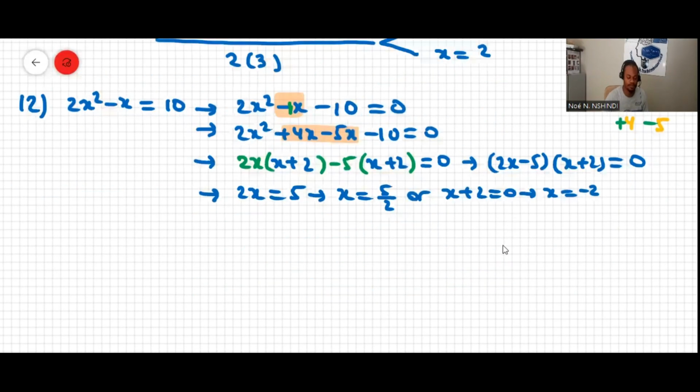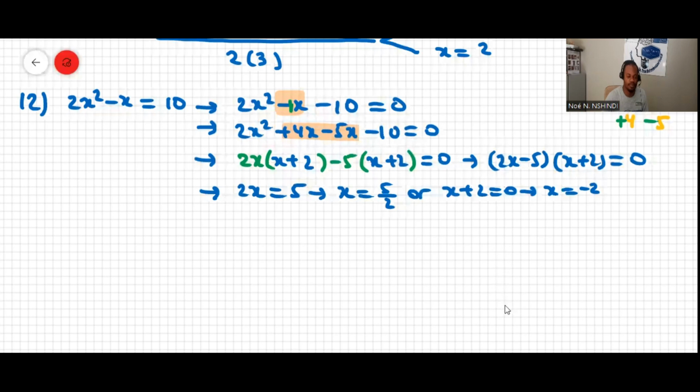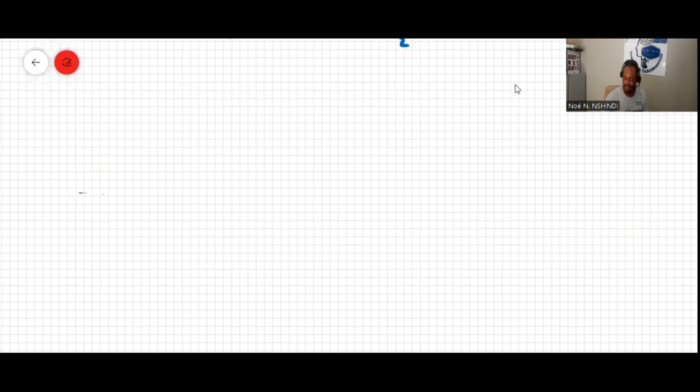Can continue. Question 13. It says -2x² minus 14x plus 15 equals 0. So we can get rid of this negative. We can times the whole equation by -1, just to get rid of the negative.